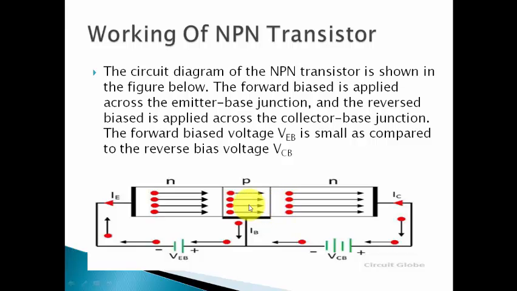The forward bias is applied across the emitter junction and reverse bias is applied across the base junction. The forward bias voltage VEB is small as compared to the reverse bias voltage VCB. It means that VEB is smaller as compared to VCB. VCB is a reverse bias voltage, VEB is a forward bias voltage. VEB shows emitter to base voltage, whereas VCB is collector to base voltage.